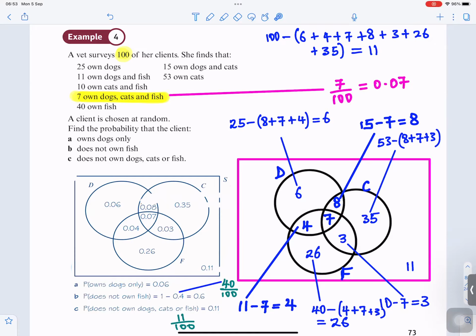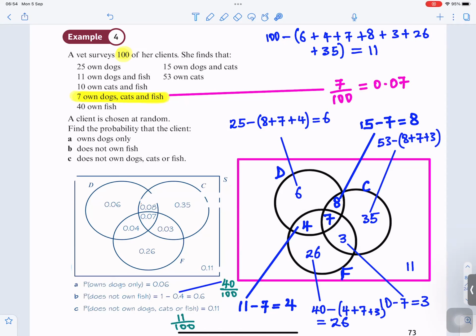Now, the next thing is between dogs and cats. It says 15 own dogs and cats. If there's 7 in the middle, 15 minus 7 gives you 8. So 8 goes in there between dogs and cats.